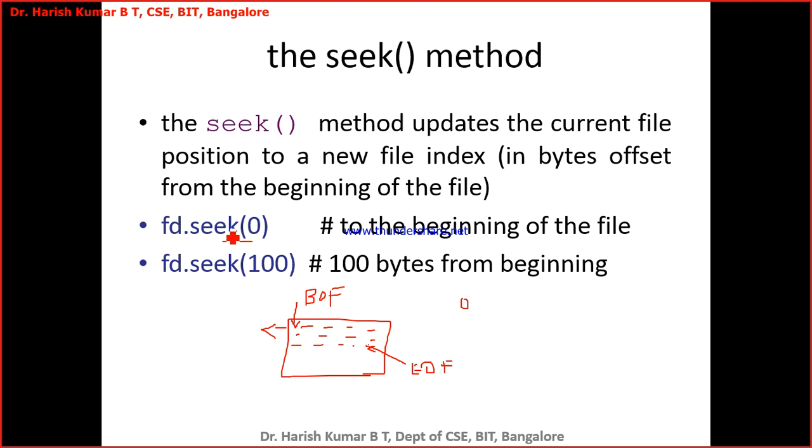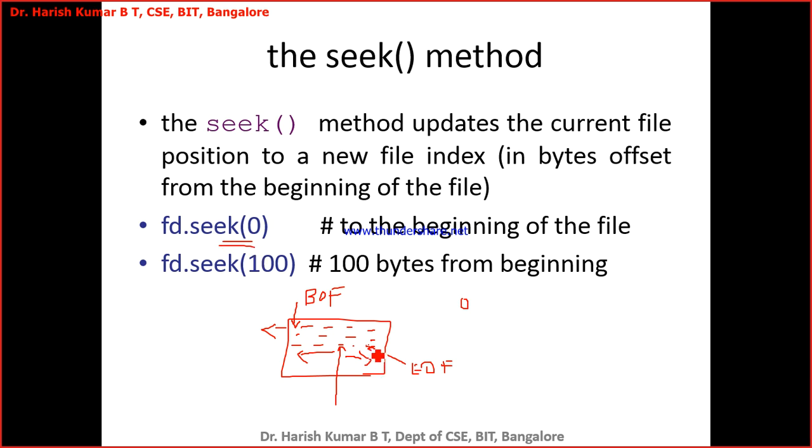Similarly, say the read write pointer is somewhere here, BOF is here and EOF is here. When the read write pointer is somewhere in between the BOF and EOF, seek can take both positive as well as negative values. When I give a negative value, the read write pointer moves in the backward direction, and if I give a positive value, it moves in the forward direction. So when the read write pointer is in between BOF and EOF, seek can take negative as well as positive integers.